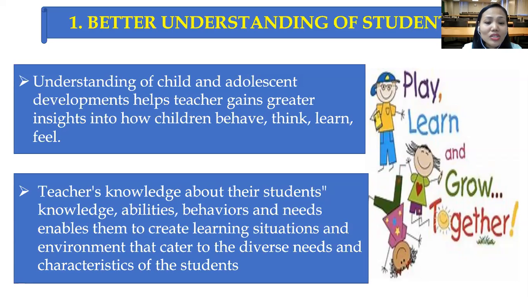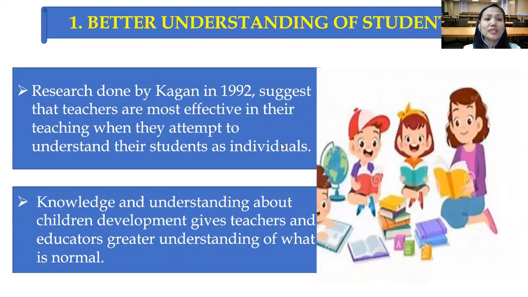So when the teacher knows the weakness of a child, then the teacher can create other ways to teach that child. Next, we have research done by Kagan in 1992 which suggests that teachers are most effective in their teaching when they attempt to understand their students as individuals. It is effective because teachers and educators are the main authority figures to teach the child, and the children will be responsible for the learning.